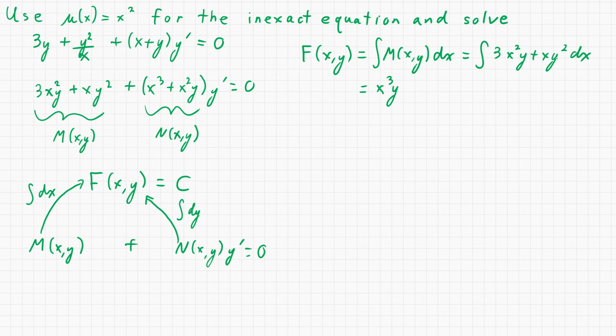Then we got plus x squared y. So our xy squared, the x squared will go to power 2, and it will have a factor of 1/2 to balance it out. This is plus 1/2 x squared y squared. And then remember, I might need this function h of y in case some stuff disappeared, going from f to M with the partial derivative with respect to x.